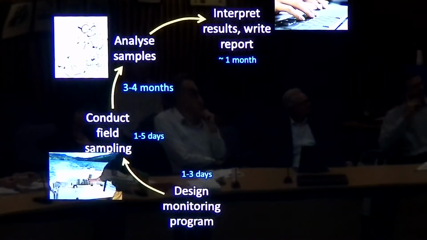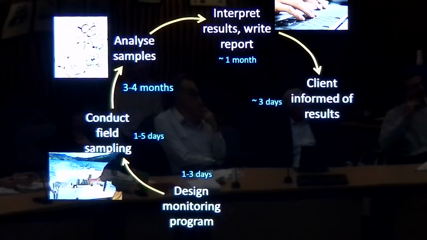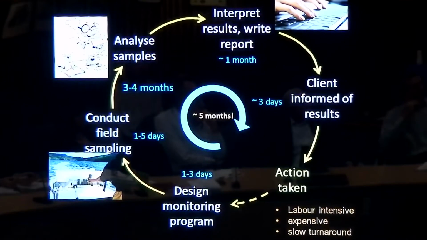To that, you can add at least a month in data interpretation, generating a report, and a few more days to inform the client. And this is only when you can finally take action. If you sum all of that, it takes 4 to 5 months. This is too long for allowing regulators and fish farm managers to take appropriate actions, because a lot of things can happen in 5 months.